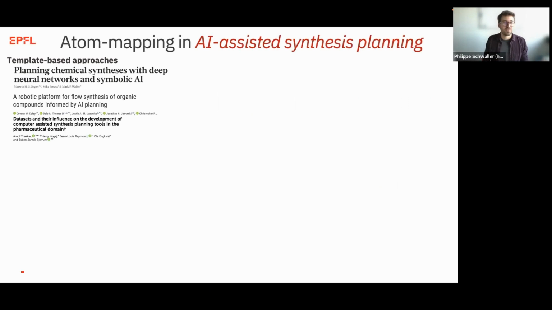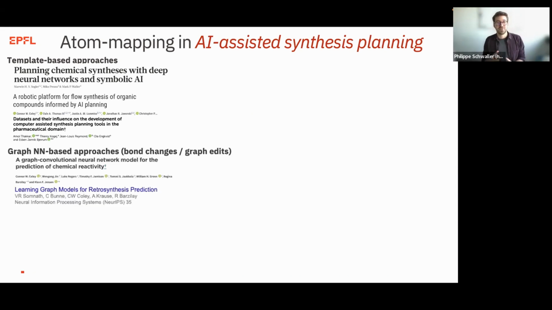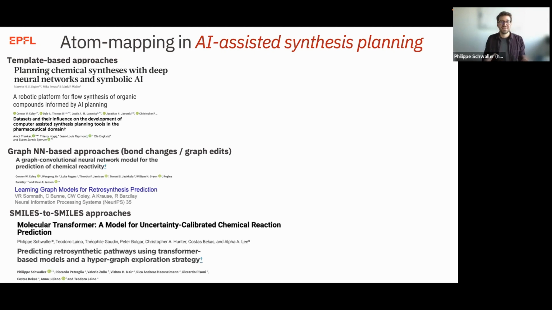You might be aware of the work by Marvin Segler that published his template-based multi-step synthesis planning algorithm in Nature a few years ago, or the work by Connor Coley. You have also amazing work on graph neural network-based approaches that predict bond changes and graph edits. And in the first part of my presentation, I was showing SMILES-to-SMILES approaches.